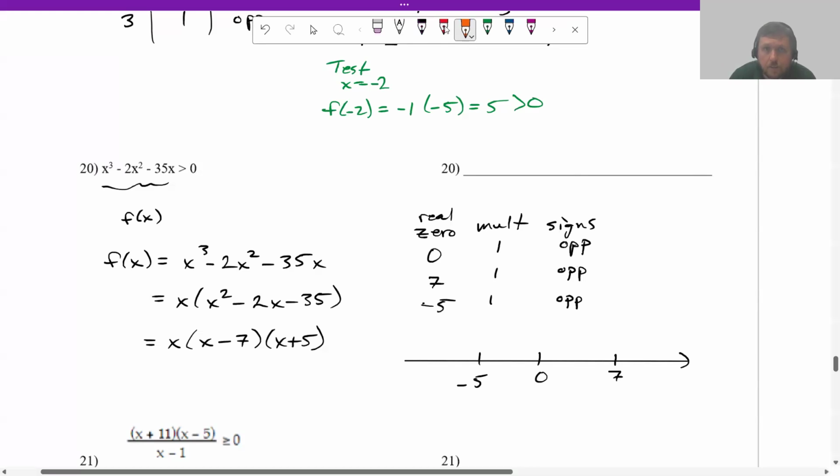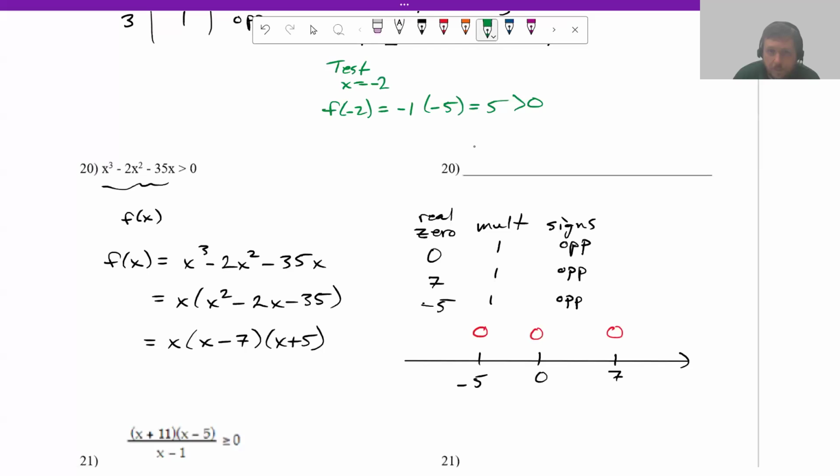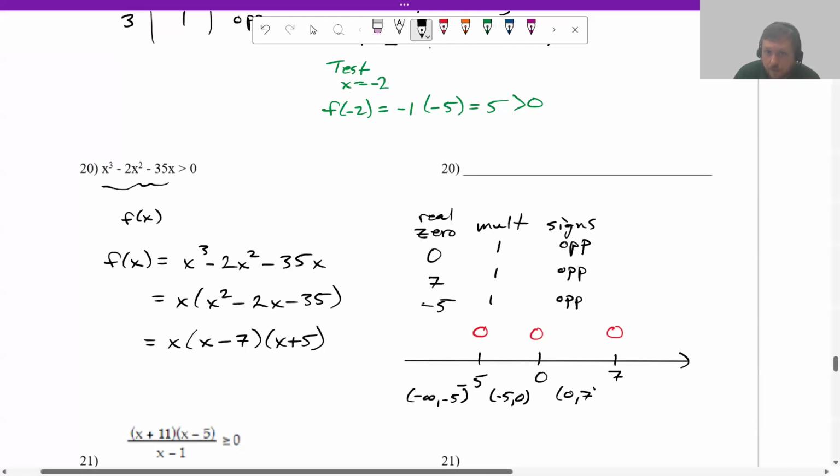And we have greater than 0. It's strict, so it's not inclusive, so I'm going to use open circles. Then we need a test value somewhere. We can pick any region. And speaking of the regions, let's go ahead and label those so we don't get in trouble later. So negative infinity up to -5. So nothing's inclusive, so parentheses, -5 to 0, parentheses, 0 to 7, and then 7 to infinity.